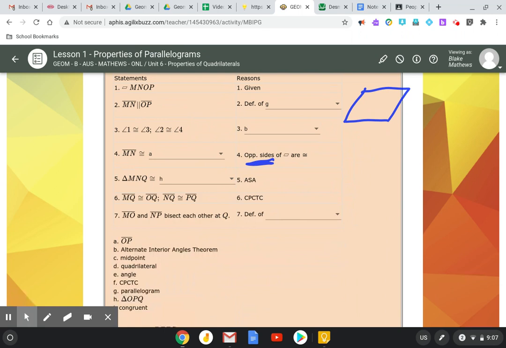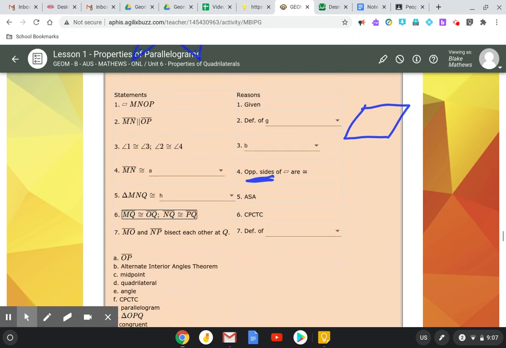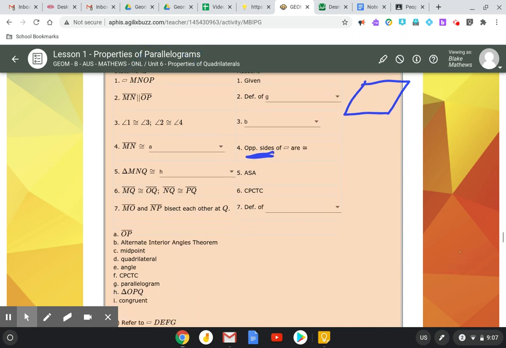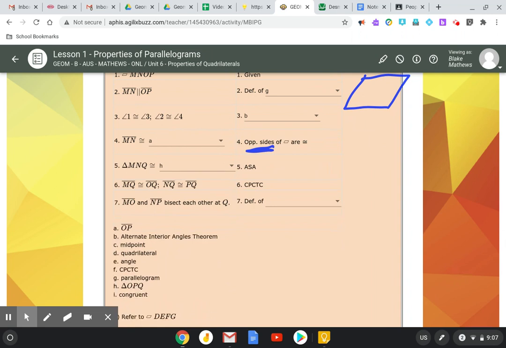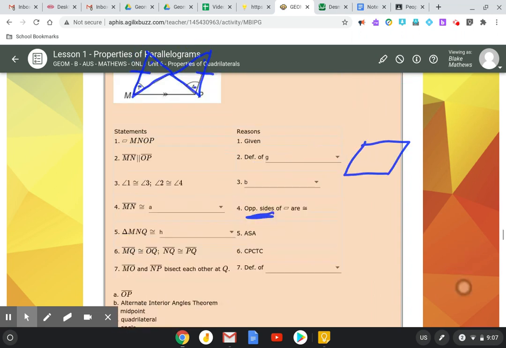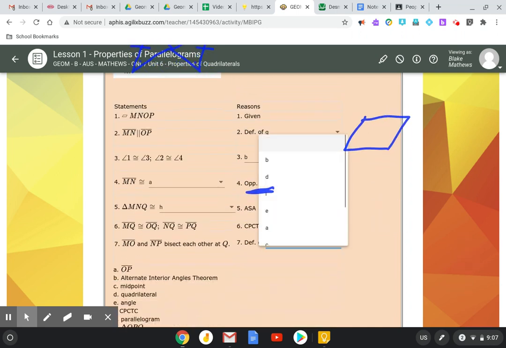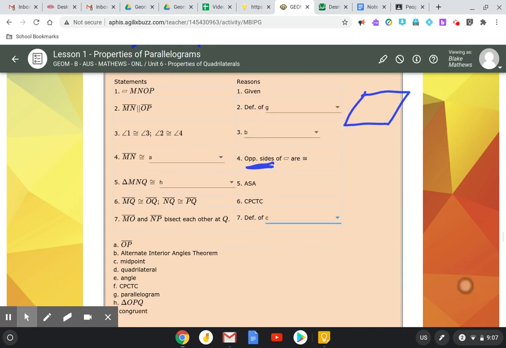We don't need to worry about 6, but we can see they've shown that the other parts of those triangles are congruent. That's what CPCTC means. It means congruent parts of congruent triangles are congruent. And then it says MO and NP bisect each other at Q, and that is going to be the definition of a midpoint, because we see that these are the midpoint of that line. So definition of a midpoint is C. And so you're done with that one.